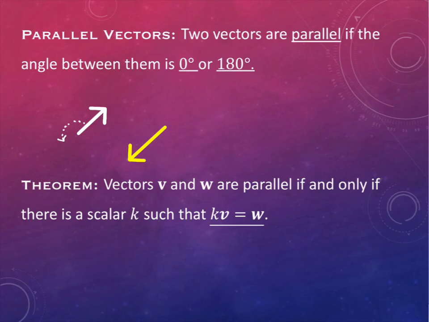We can actually describe vectors being parallel with an equation as well. So vectors v and w are parallel if and only if there's a scalar k such that kv is equal to w. Okay. Notice there's no restrictions on k. K can be positive, k can be negative, it can be a fraction, a decimal, a whole number, it can be big, it can be small, it doesn't matter what it is. It can be rational or irrational, anything you'd like for k. As long as you multiply one by the other, you're going to get parallel vectors.